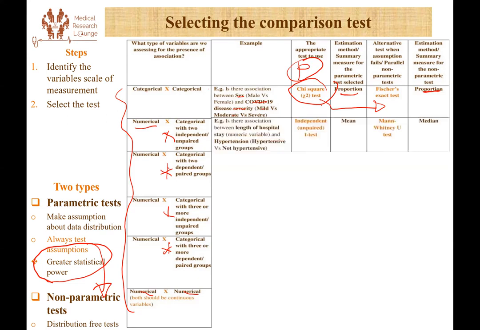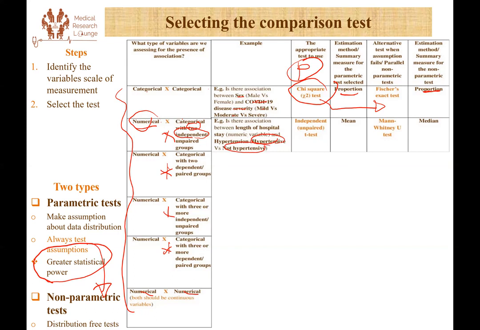The second combination is a numerical variable with a categorical variable, but this categorical variable has two responses. As you can see, it's not just two responses. These two groups are independent or unpaired groups. They're not dependent, and they're not from the same population. For example, is there an association between length of hospital stay, which is measured in numbers, so it's a numerical variable, and hypertension? So we have two groups of patients who are hypertensive and non-hypertensive.